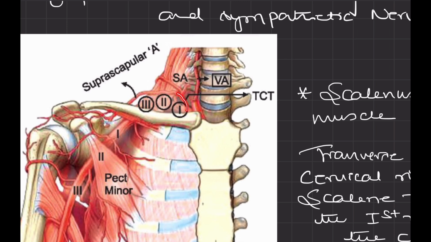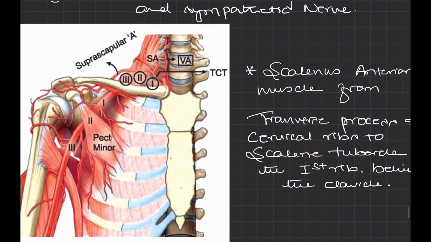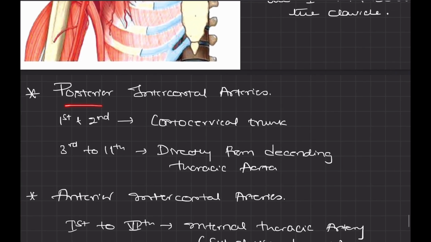This thyrocervical trunk is divided into three branches: SIT. S is the suprascapular artery, T is the transverse cervical artery, and I is the inferior thyroid artery. And the third part, distal to the scalenes anterior, gives rise to the dorsal scapular artery.